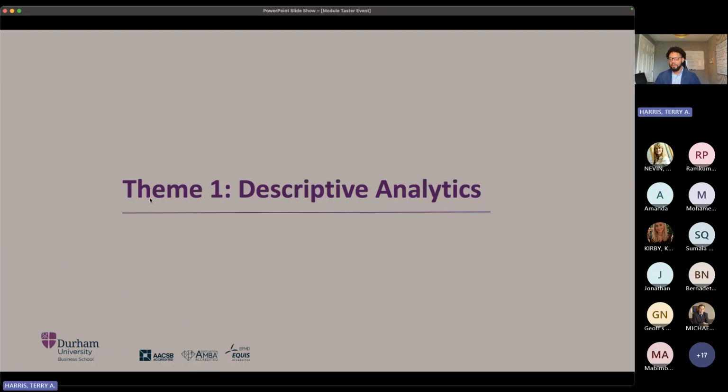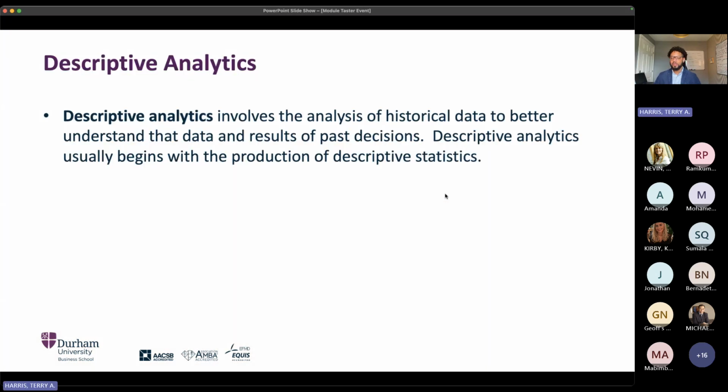All right, so the first theme of the module, here's a high-level view: descriptive analytics. Of course, this involves trying to understand historical data to better understand the decisions that were taken using those data. So descriptive analytics involves the analysis of historical data to better understand that data and the results of past decisions that were taken using that data. Descriptive analytics usually begins, like with all forms of analytics, with the production of descriptive statistics.